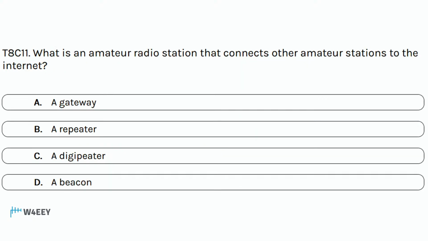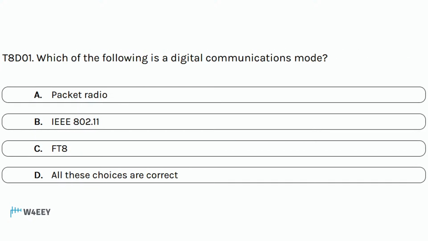So what is an amateur radio station that connects other amateur stations to the internet? What do we call it? Alpha. Yeah, that's a gateway station. And which of the following is a digital communications mode? Read carefully. Delta. Yes, indeed. Packet radio is digital. IEEE 802.11, that's Wi-Fi. And FT8, all of those are correct. All of those are digital modes.